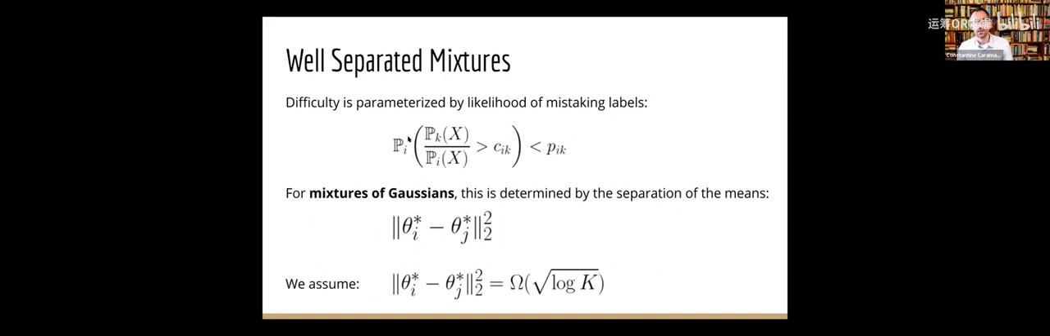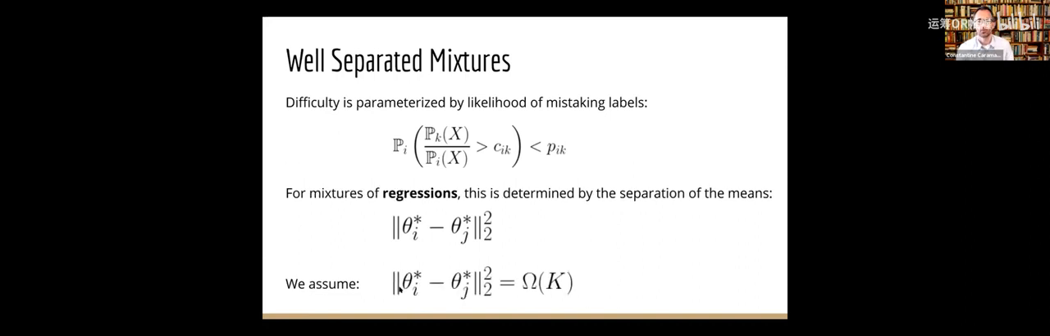For mixtures of Gaussians, this is entirely determined by the separation of the means, again, because we're thinking about a spherical setting. And therefore, this quantity here, which we can think of more generally, translates into this requirement for mixtures of Gaussians of a separation between the means. For a mixture of regressions, this is determined in the same way by the separation of the means. And for mixtures of linear regressions, we're going to assume that we're in this regime where the separation scales with k.